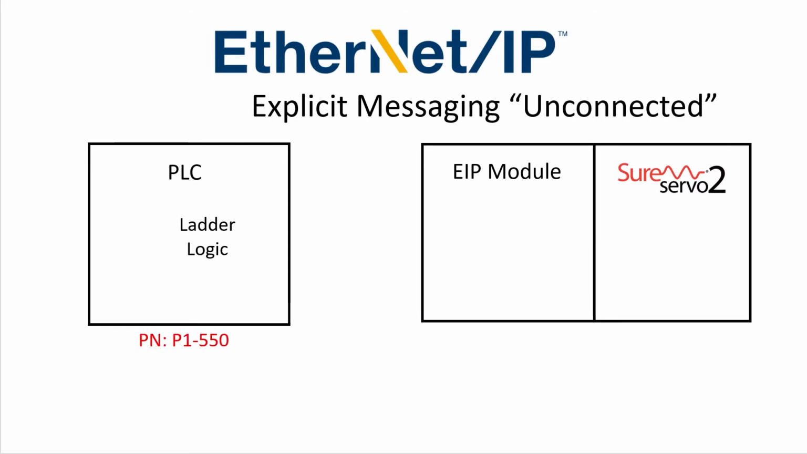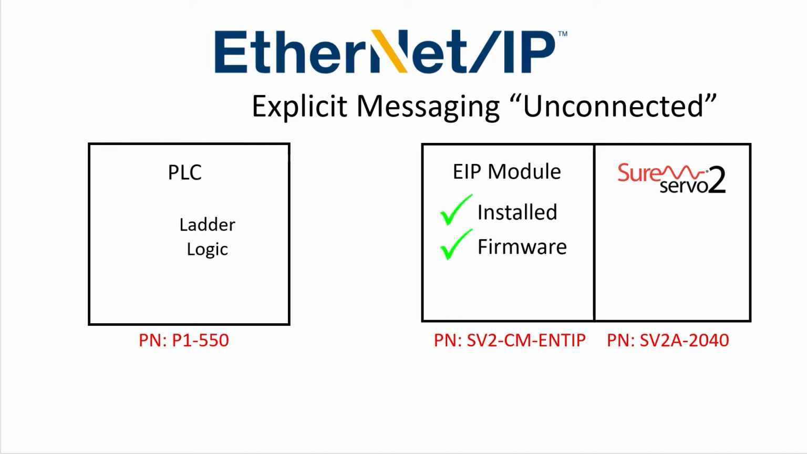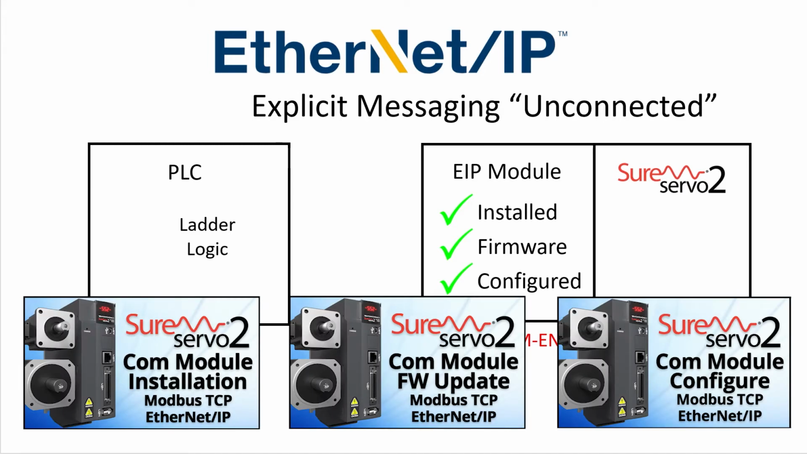I have this Automation Direct Productivity PLC connected to this SureServo 2 drive's Ethernet IP module like this. This video assumes you've already connected the Ethernet IP module to the drive, have the most recent firmware in the module, and have configured the module for your network. Check out these videos if you need help with any of that.